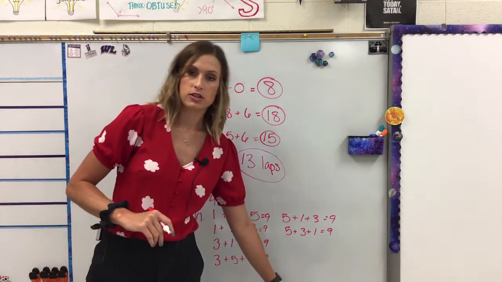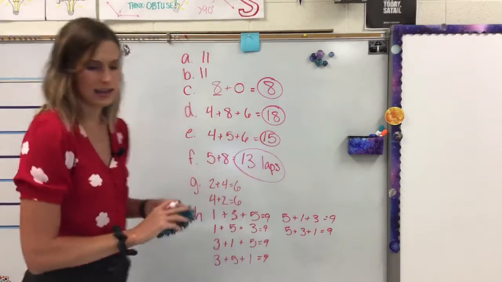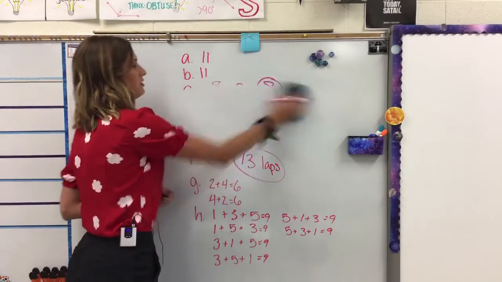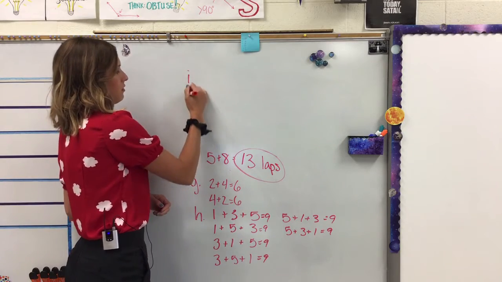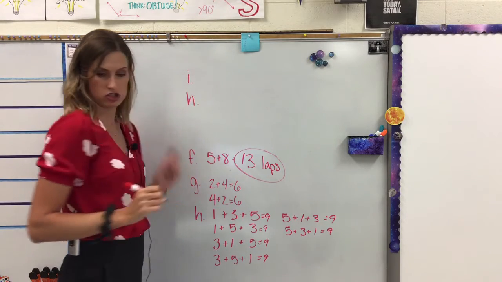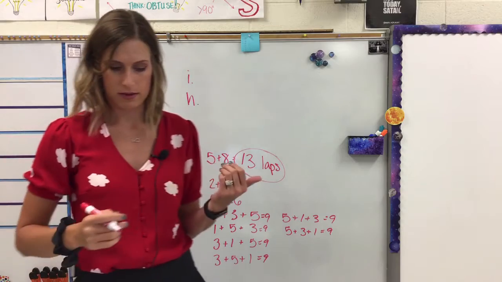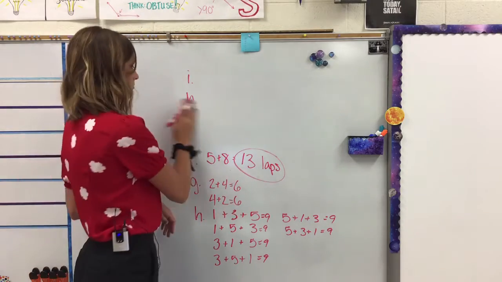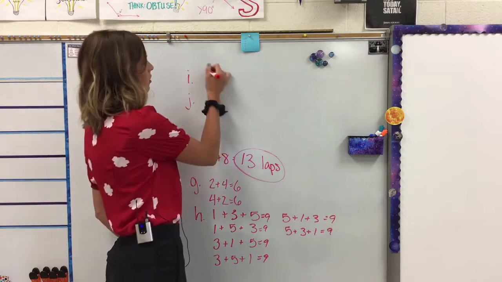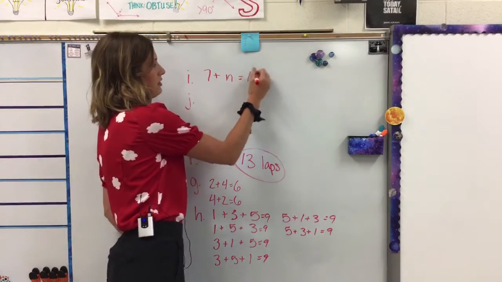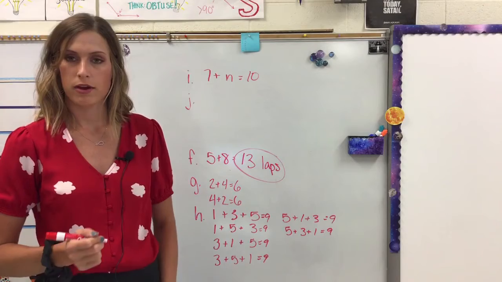Okay? Let's go on to I. I and J, we've got missing addends. If I'm ever going too fast for you, just pause the video, get caught up, and then press play again. I: 7 plus n equals 10. Well, I've got a missing number in an addition sentence.